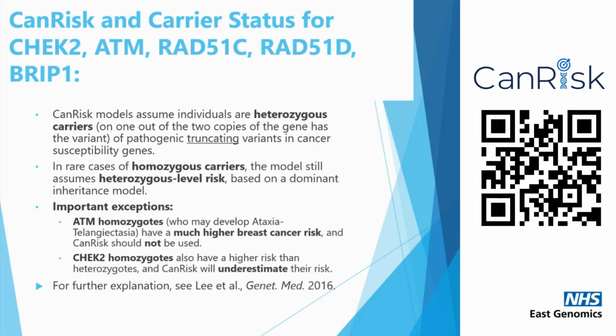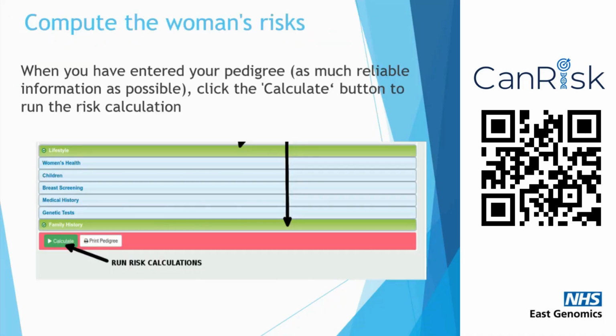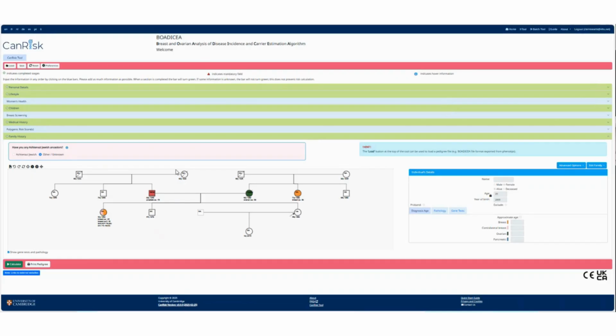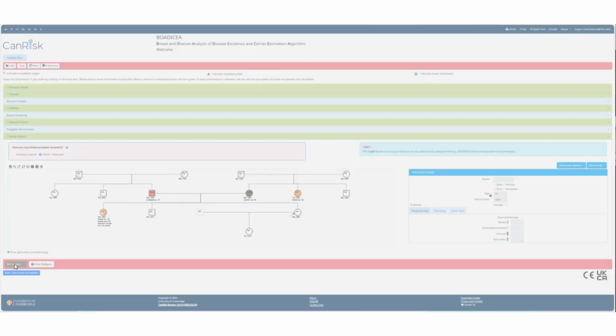You can also get CHEK2 homozygous that have got a higher risk. So any of those patients that are homozygous for those genes, the estimation should be coming through clinical genetics, and just ask our advice. As I say, at the bottom you can calculate. So if I go back to my examples, here I'm going to press the calculate button.